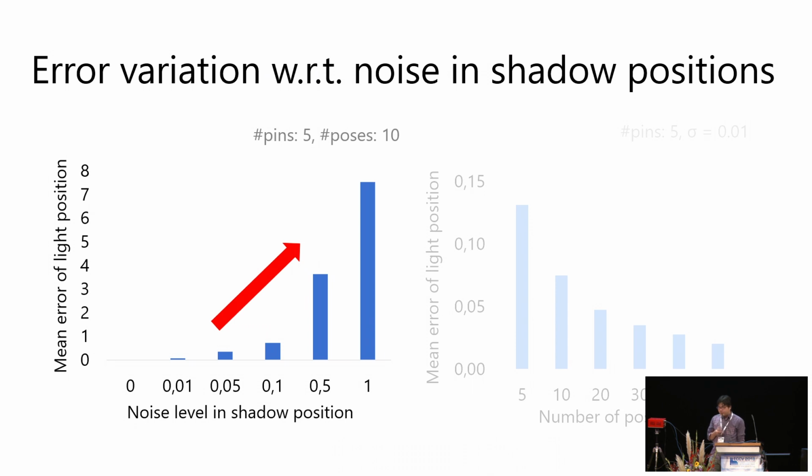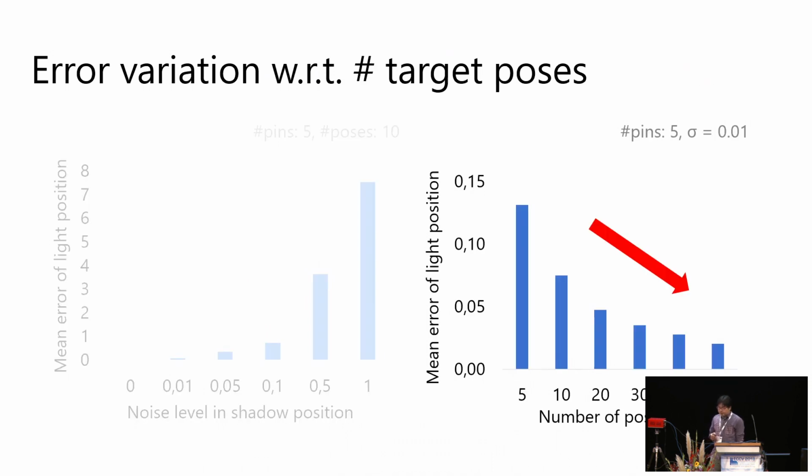And when we introduce larger and larger noise to the shadow position, the estimation error increases as expected. Since we will always have noisy input, we want a way to eliminate its influence on the output. One way is, for example, to capture more images of the board in different poses. In this graph, we can see that increasing the number of poses indeed decreases the error. Likewise, you can also decrease the error by putting more and more pins on the board. But for this, please also refer to our paper.